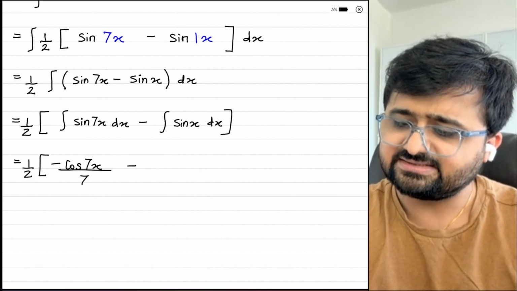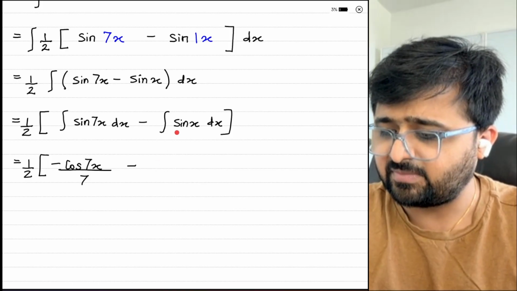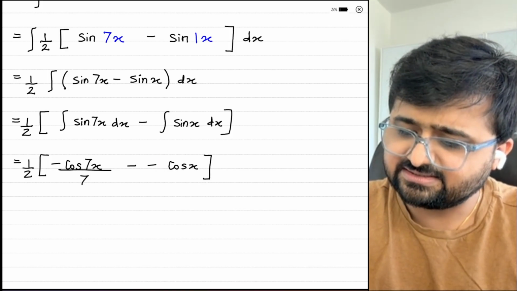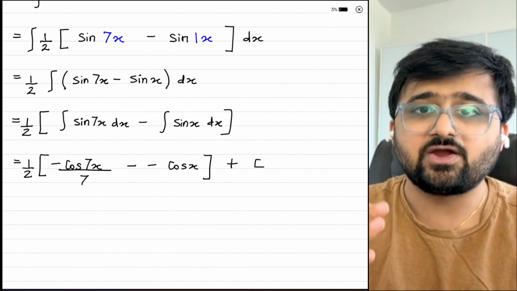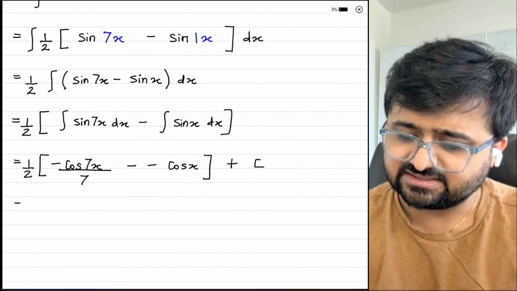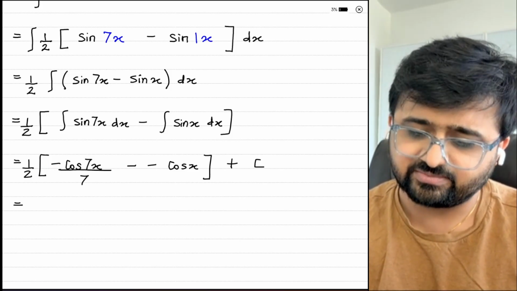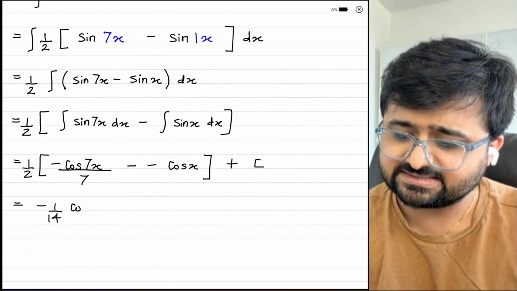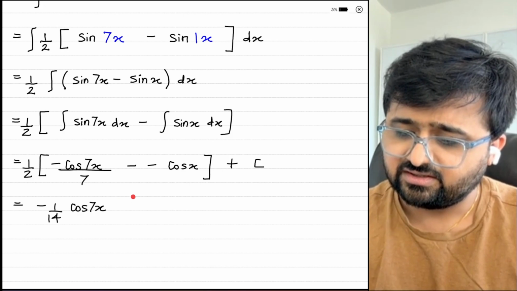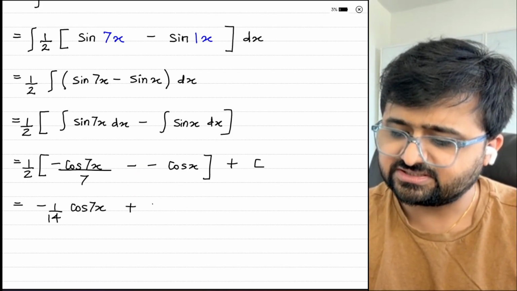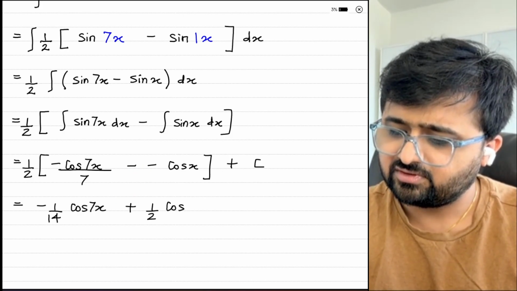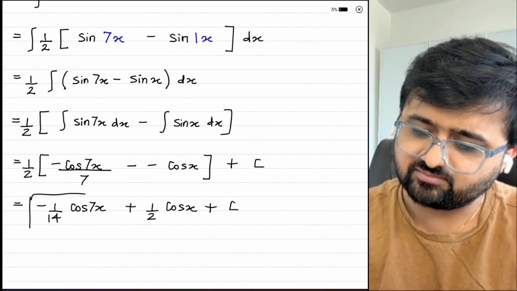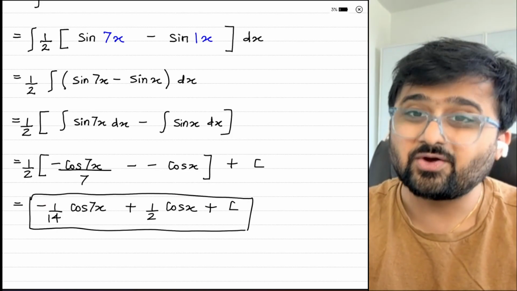Minus integral of sine x is minus cos x. So I have minus cos x, and let's add the constant of integration c. I hope that makes sense. Let's just clean this up a little bit. Multiply this half inside of the bracket. So I have minus 1 over 14 cos 7x, and this negative will become positive half cos x plus constant of integration c, and this is nothing but your final result. I hope that makes sense.